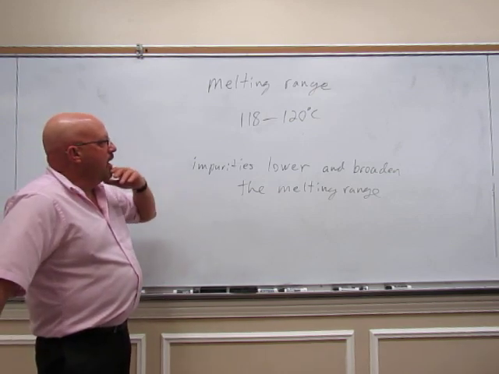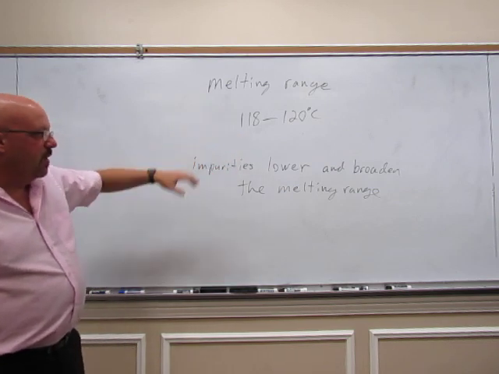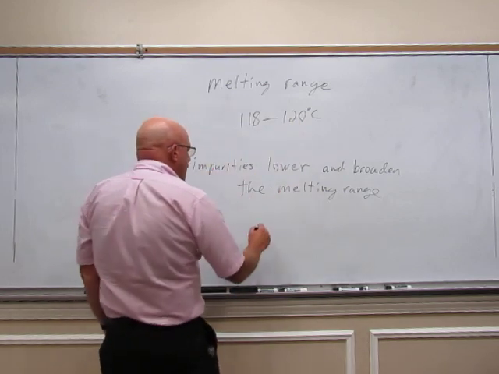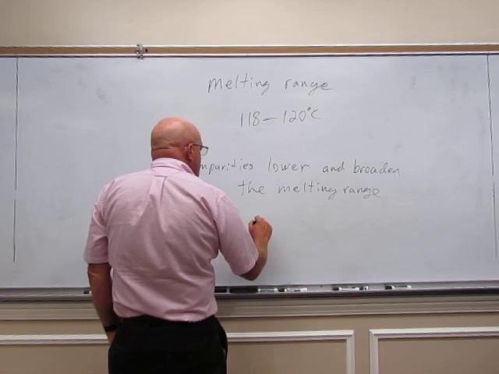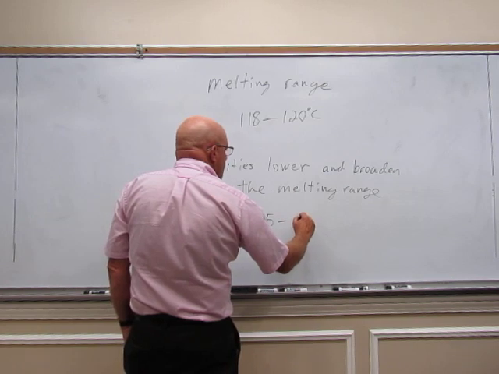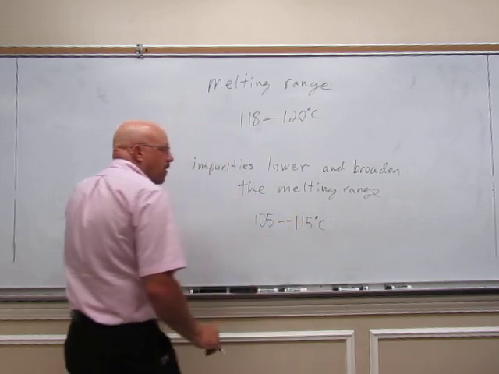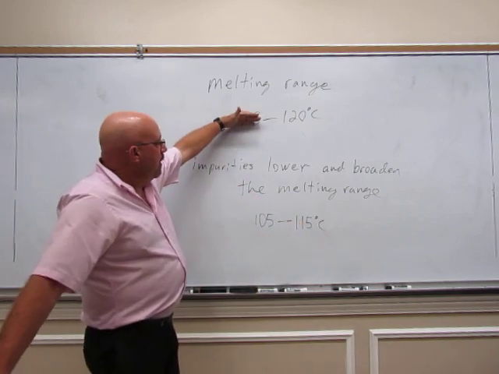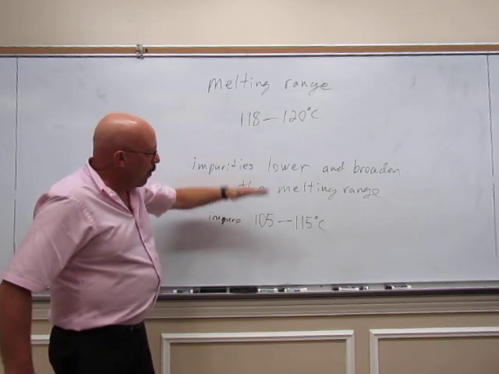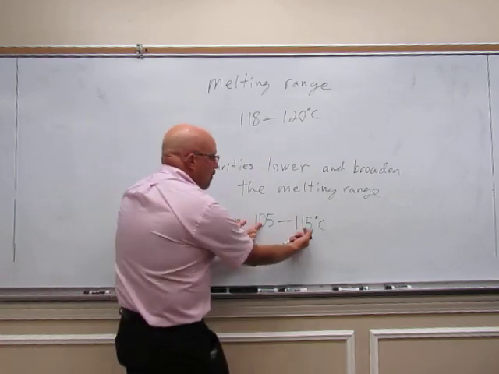So let's say in our benzoic acid we had some impurities in there, and instead of melting up here around 120, it melts maybe 105 to 115. So this would be the impure. The impurity lowers the melting range. You can see it's lower numbers. And it broadens that range.